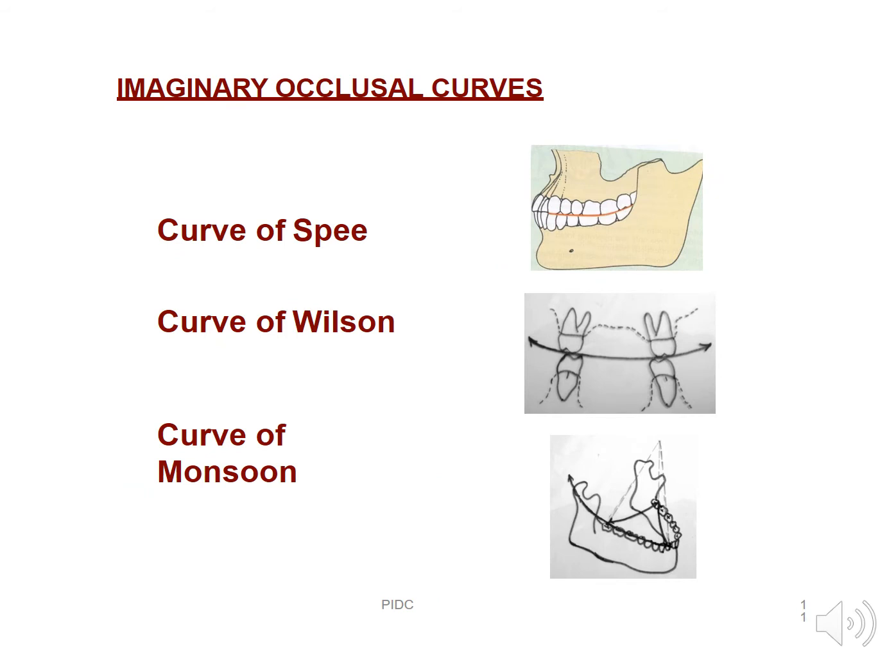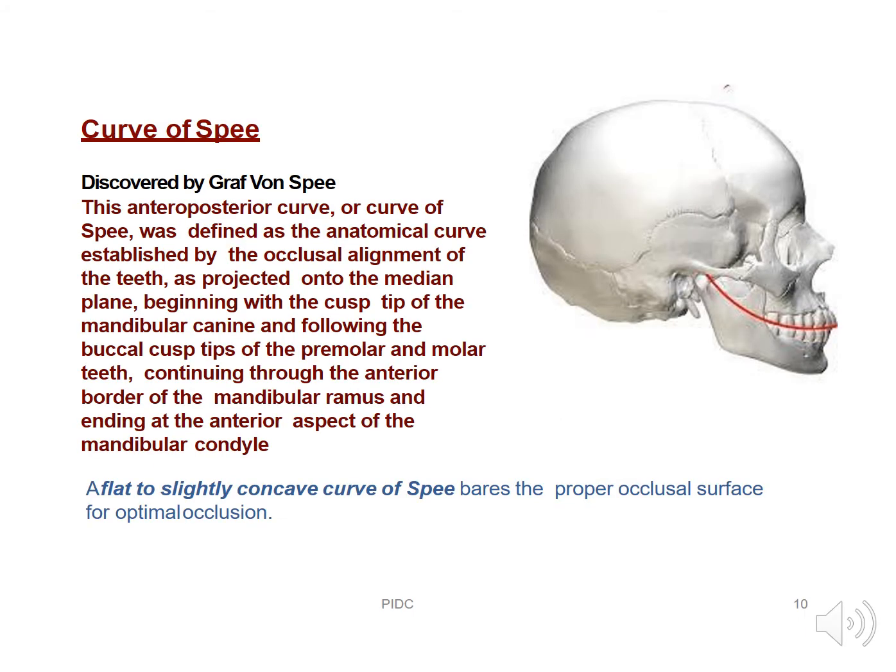There are three types of imaginary occlusal curve: the curve of Spee, which is also known as the anteroposterior curve; the curve of Wilson, which is also known as the mesiolateral curve; and the curve of Monson. The curve of Monson is the combination of both the curve of Spee and the curve of Wilson. Now we will look into the details of what the curve of Spee is.